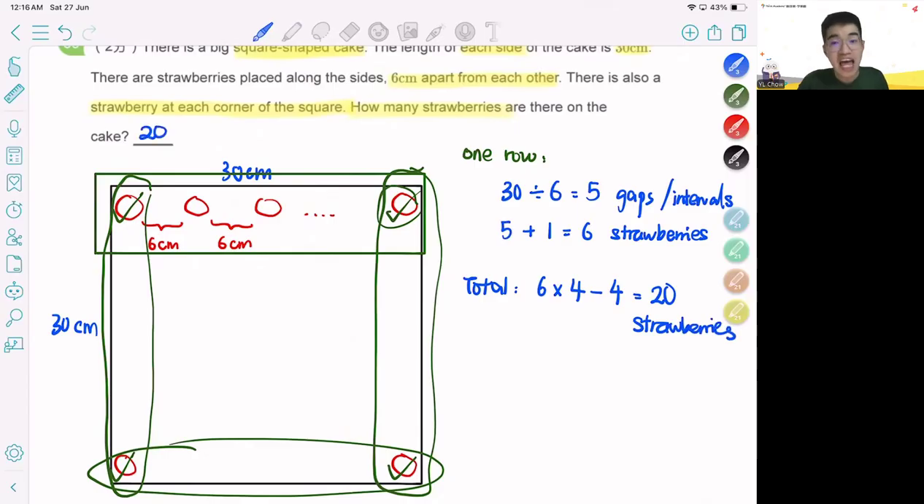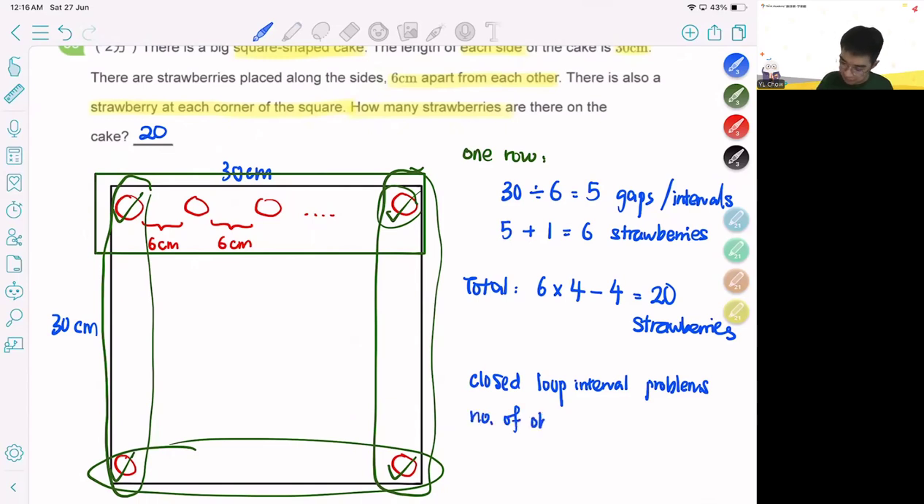All right. Alternatively, you can also think of it as a closed loop interval problem. Closed loop means your objects are not arranged in a row, it is arranged in a circle, right? It is arranged in a circle or in a square or in any closed shape. It's around a shape. In that case, your number of objects is equal to the number of intervals. And you already found out, right?